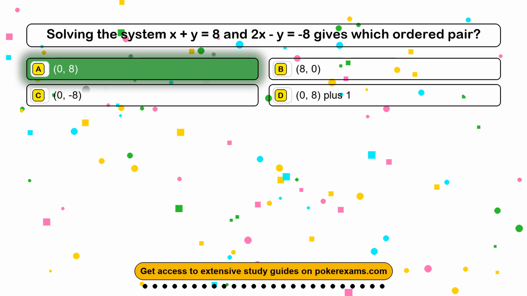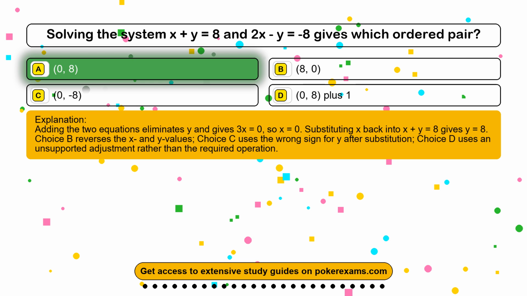The correct answer is option A. 0, 8. Adding the two equations eliminates y and gives 3x equals 0, so x equals 0. Substituting x back into x plus y equals 8 gives y equals 8. Choice B reverses the x and y values, choice C uses the wrong sign for y after substitution, choice D uses an unsupported adjustment rather than the required operation.